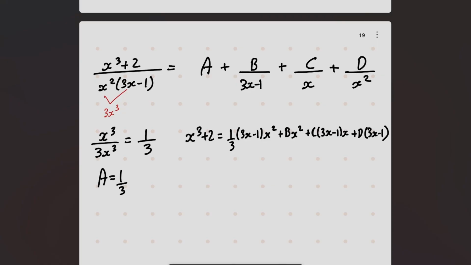So now you're going to replace values again. For the first part, we have 3x minus 1, and we want that to be 0. So we're going to get 3x minus 1 is equal to 0, so x is equal to 1 over 3.